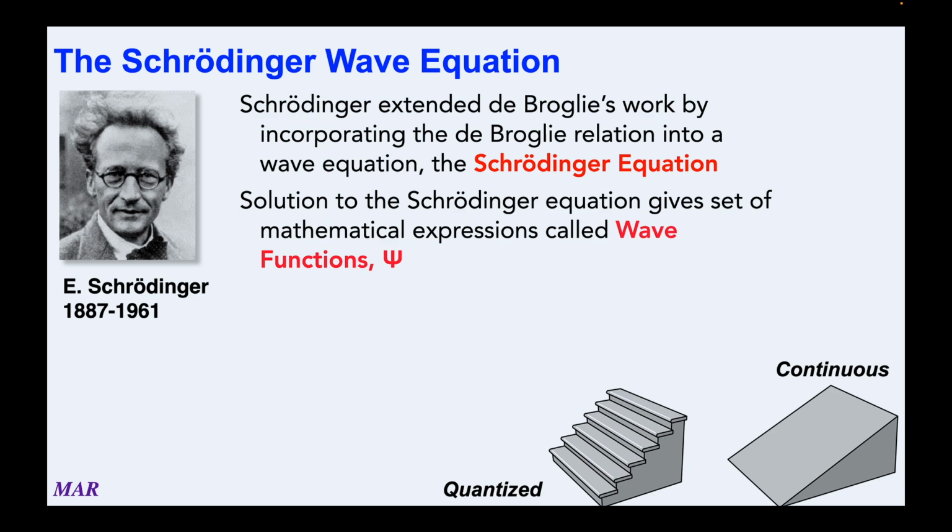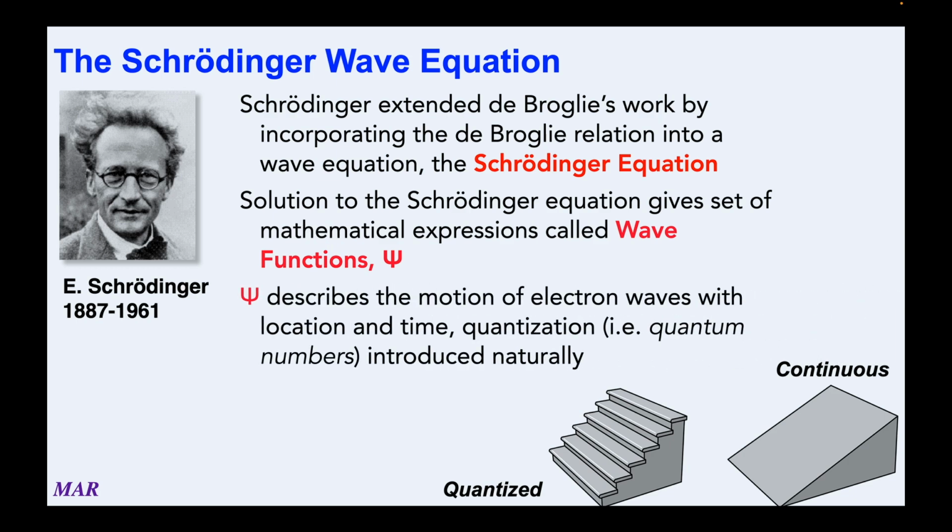And these wave functions get this symbol psi, which is another Greek letter, and you don't need to know that. Now, psi is really cool because it describes the motion of the electron waves with location and time. And the quantization that Bohr introduced kind of artificially came out naturally when Schrodinger did that. So Schrodinger's wave equations are super powerful.